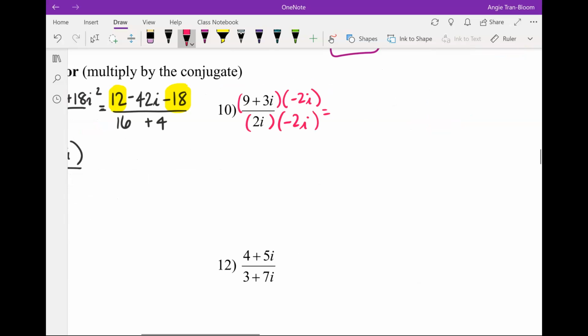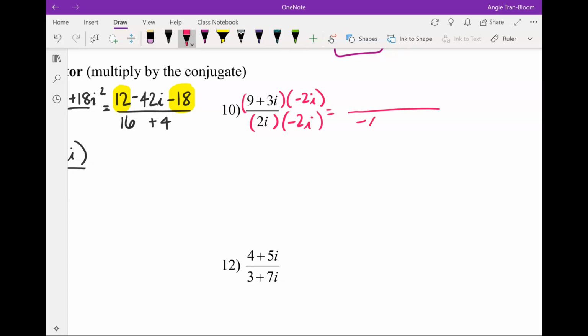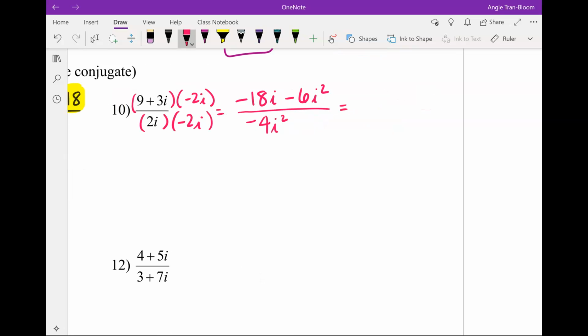So on the bottom, immediately I should have a negative 4i squared. On the top, slowly distribute. 9 times negative 2i is negative 18i. 3 times a negative 2i is a negative 6i squared. Eventually, you're going to get really good to where you can just straight up write positive 6. That's okay by me. Okay. So this will give us a negative 18i. Convert that to positive 6 all over positive what? 4. Can I box that up?